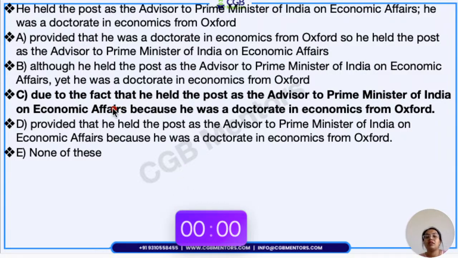So due to the fact that he held the post at this, because he was a doctorate in economics, okay. Provided that he was a doctorate, so he held, provided that also साथ में नहीं आएगा. Although he held post, yet he was, although and yet are never correct combinations, okay. So due to the fact फिर भी बोलना एक बार हम consider कर सकते हैं, but rest of them will not give you any.